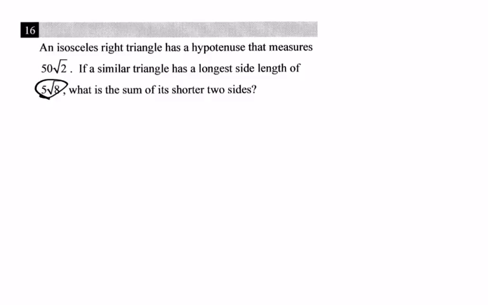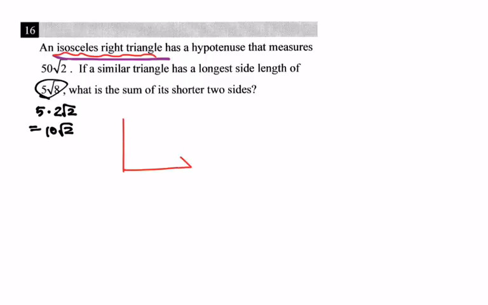Alright, let's look at number 16. An isosceles right triangle has a hypotenuse that measures. When they say isosceles right triangle, we're going to talk about that very soon. It's a special right triangle, actually. And then we have 50 radical 2 as the length of the hypotenuse. And then the similar triangle, which must be an isosceles right triangle as well, has the longest side, which means hypotenuse, with length 5 square root of 8. If you simplify that further, square root of 8 is 2 radical 2. Then we realize that 10 square root of 2 is what we are looking for. I mean, what the hypotenuse would have been.